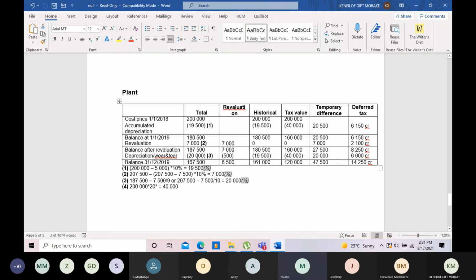They want to see the revaluation under totals and under revaluations here. As you can see, the 7,000 is here, the 7,000 is here under totals. But under the historicals, you must not record the 7,000 for revaluations. That one is clear. Let me move forward to the tax field.